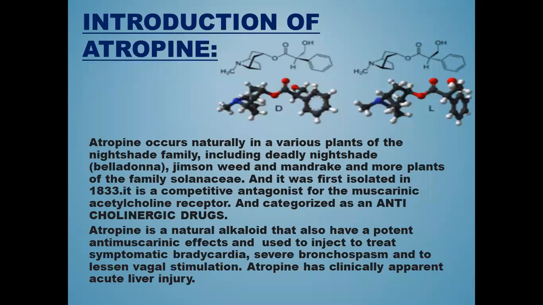Introduction of atropine. Atropine occurs in various plants of the nightshade family, such as deadly nightshade, called belladonna, and belongs to the family Solanaceae, and is characterized as an anticholinergic drug. Atropine is a natural alkaloid with a potent antimuscarinic effect, used to treat bradycardia, bronchospasm, and vagal stimulation.